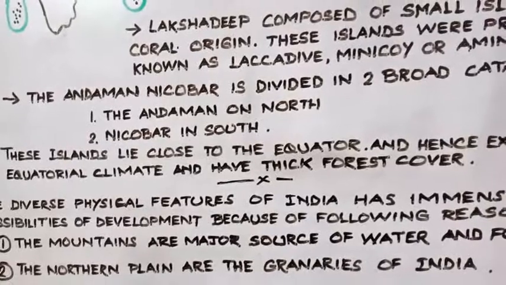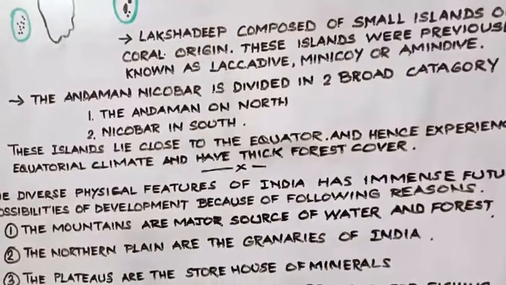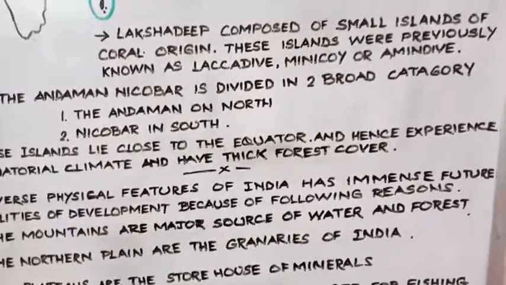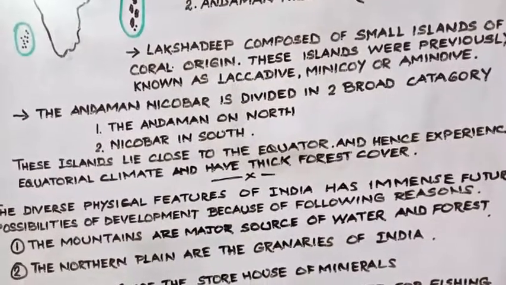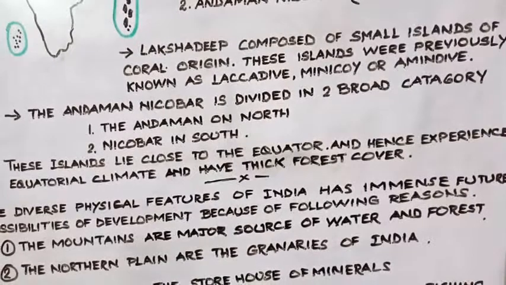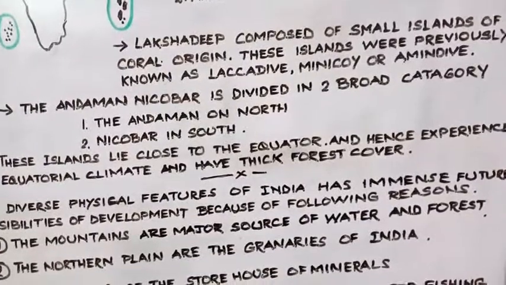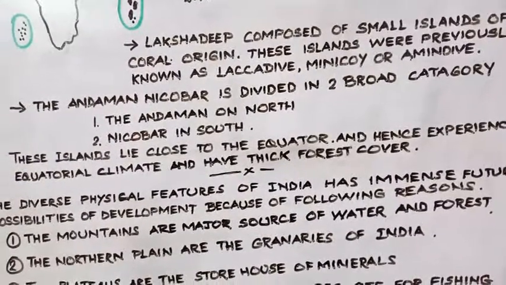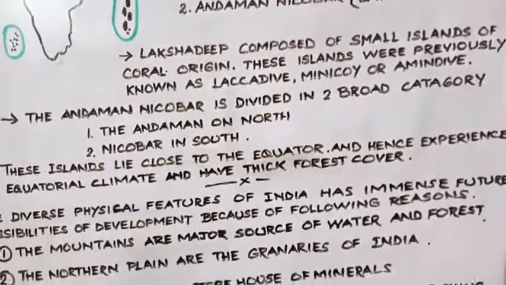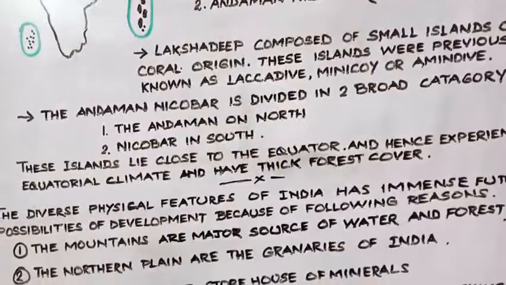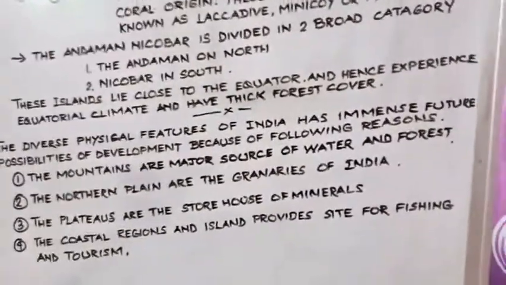These islands lie close to the equator and hence experience an equatorial climate. In the equatorial region, it is hot, it is humid, it rains heavily, and it has a thick forest cover. As there is a lot of water, it has a thick forest cover. So that ends the discussion of the chapter. But now let us understand a few more things.